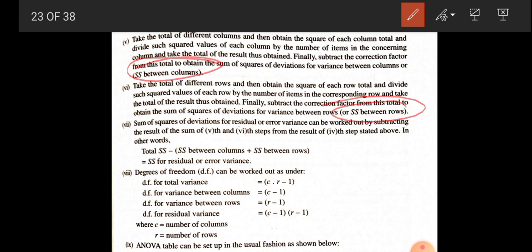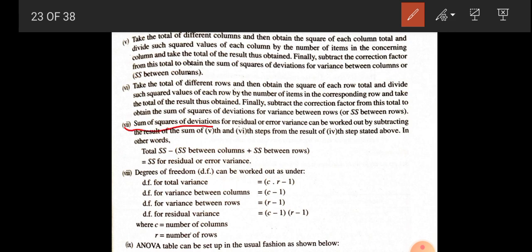In one-way ANOVA we are finding SS between and SS within, but here it is SS between columns and SS between rows. So when there is two-way ANOVA, there are certain differences in finding out the analysis of ANOVA.